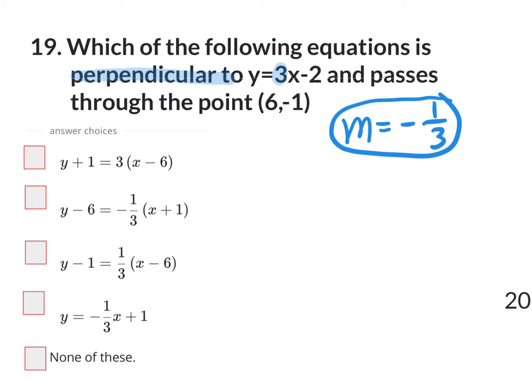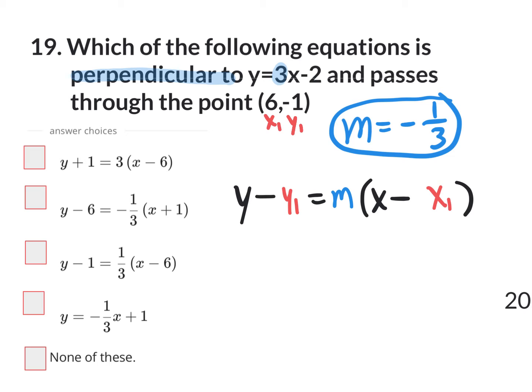So what else do they give us? They give us a point, which is 6 and negative 1. That's your x1 value, your y1 value. So they give you a point, they give you a slope. You could use point slope form. And of course, when you use point slope form, use it with blank spots and then plug in the values that you want to use.